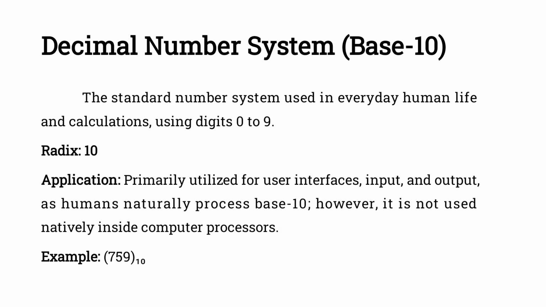Next one is the decimal number system. This decimal number system is the standard number system which we use in our daily life. It uses the digits 0 to 9. It is mainly used for users for interfacing input and output. It is not used in computer processing. It is used only by humans to easily understand the values. For example, 759 with base 10.